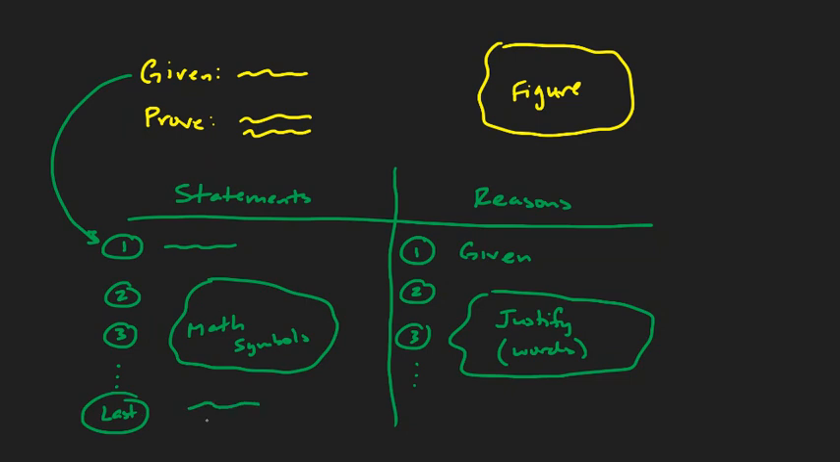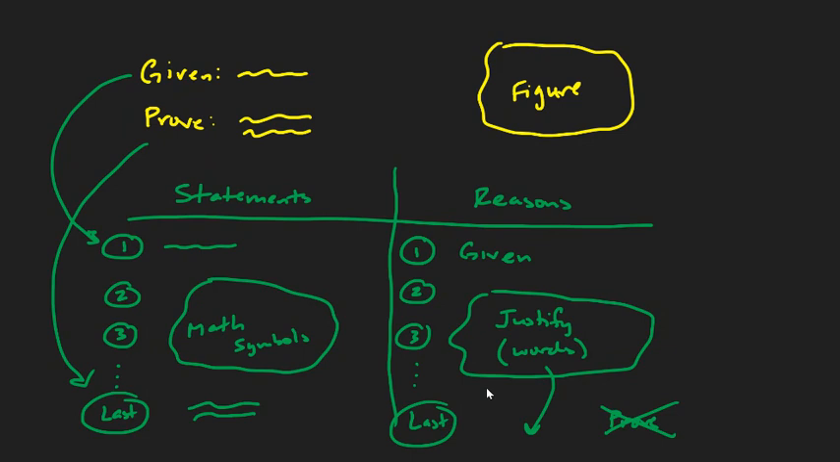This is where what you want to prove goes. So notice I put two of these squiggles to match what I was trying to prove. And then the last reason is going to be some sort of a justification. So it's not the word prove. You don't put the word prove. That's wrong. You have to prove it using whatever the last math justification is. And that's what these proofs are going to look like.